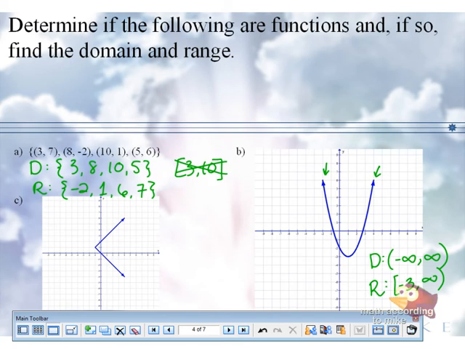Part C. Does every x value go to one and only one y value? Nope. For instance, if we picked x to be 2, it corresponds to 2 different y values. That's bad. So because of this, this is not a function.